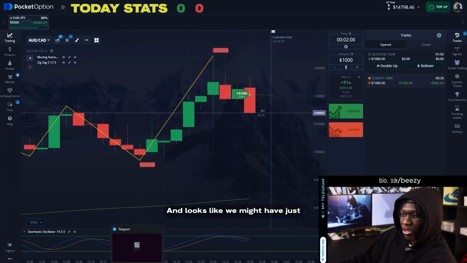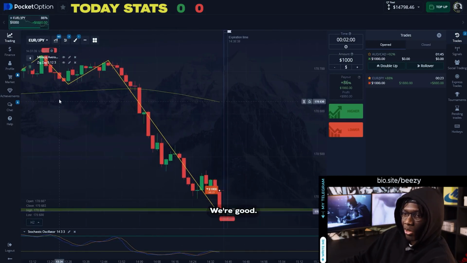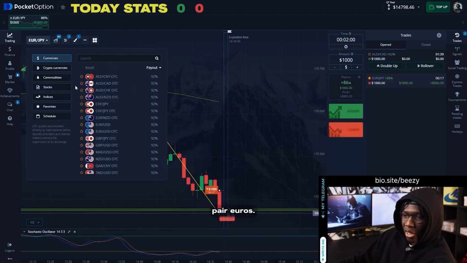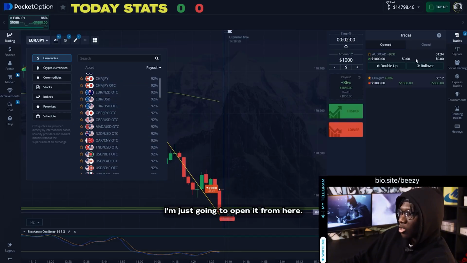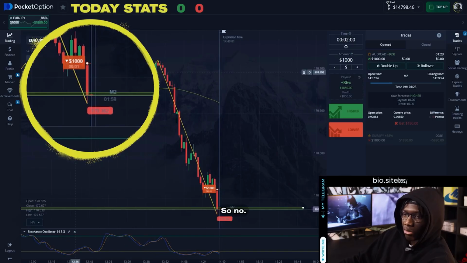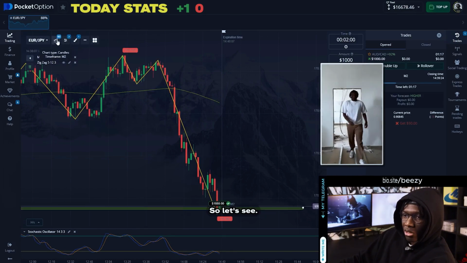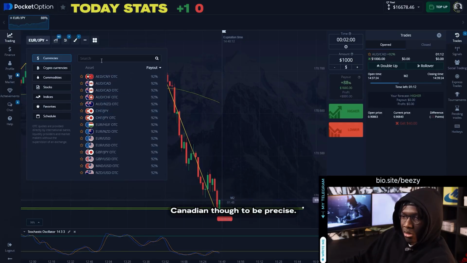It looks like we might have just overvalued our hand, played our hand a little bit too early. Here we're good, but on the pair Euro Canadian dollar, I'm just gonna open it from here. Can I open my trade? So we get profit on one of our trades. The other trade is a little bit out. So let's see, it's Euro CAD, Canadian dollar to be precise. So let's just go CAD.